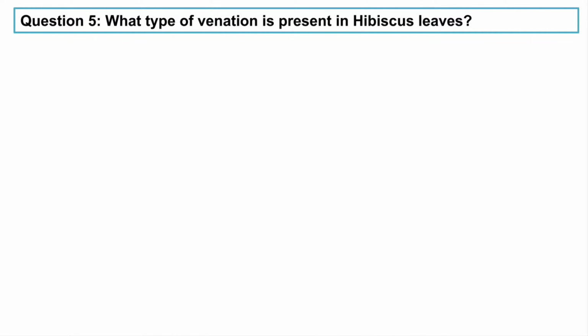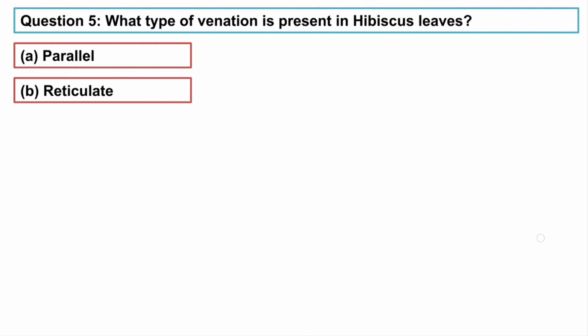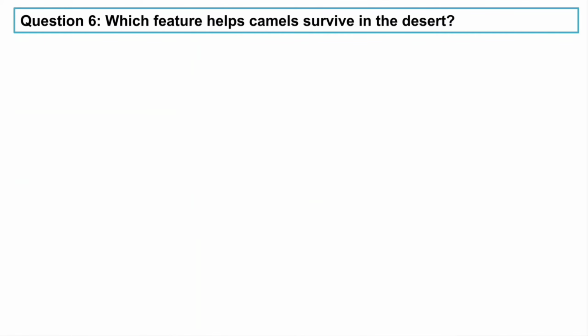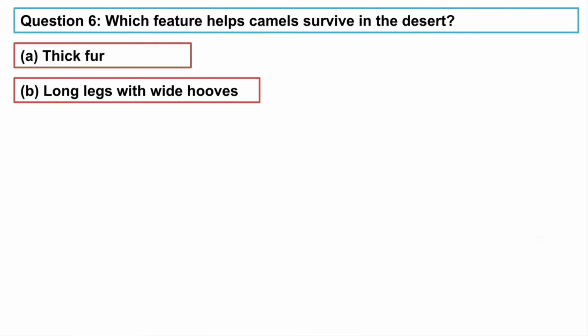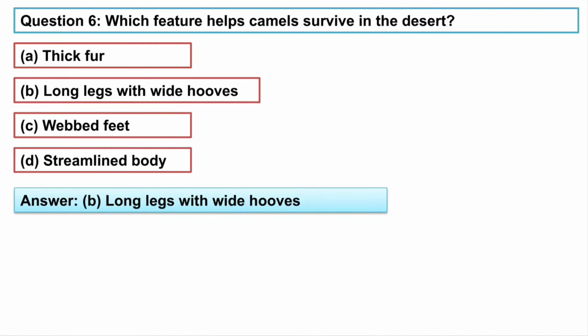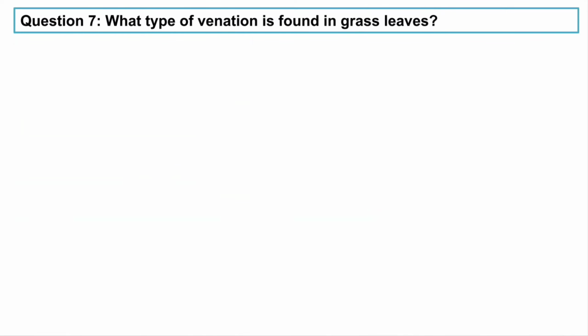5. What type of venation is present in hibiscus leaves? So what type of venation is present? Either it is parallel, reticulate, spiral or smooth. So the answer is reticulate venation, okay. And which feature helps camels survive in the desert? So let us see the options: thick fur, long legs with wide hooves, webbed feet or streamlined body. See, option number C and D, it is completely not related with camel, isn't it? So what will be your answer? It is option number B, okay, long legs with wide hooves.